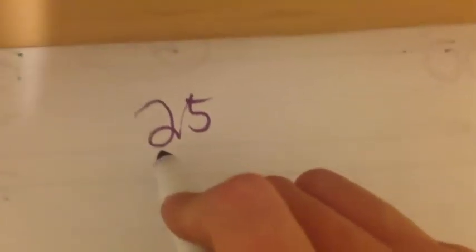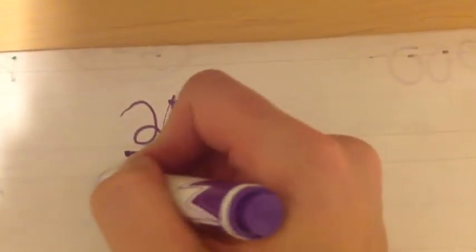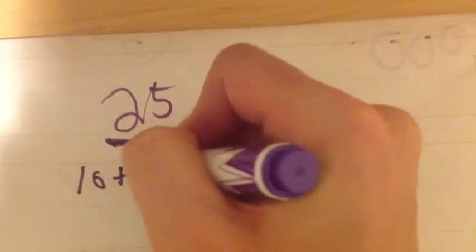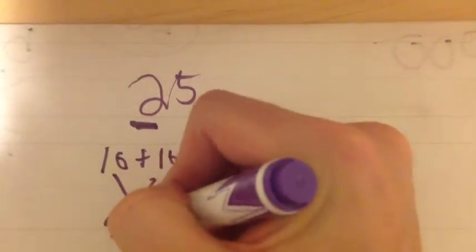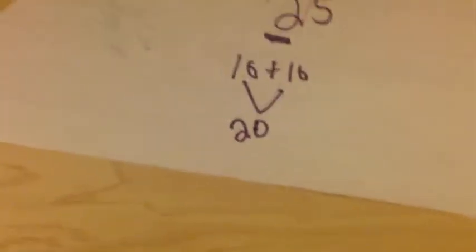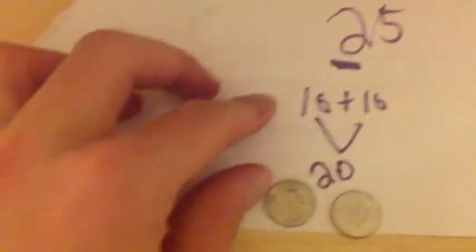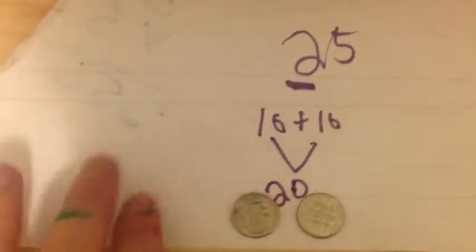So for this case, we would take 25 and we'd look at the 2. And what group is the 2 in? It's in the what place value? The tens place. So since the 2 is in the tens place, that really represents 2 groups of 10. 10 plus 10, which equals 20, right? 10 plus 10 equals 20, which is the same as 2 dimes, right? That's 10 plus 10, and that gives us how much? That gives us 20 cents.